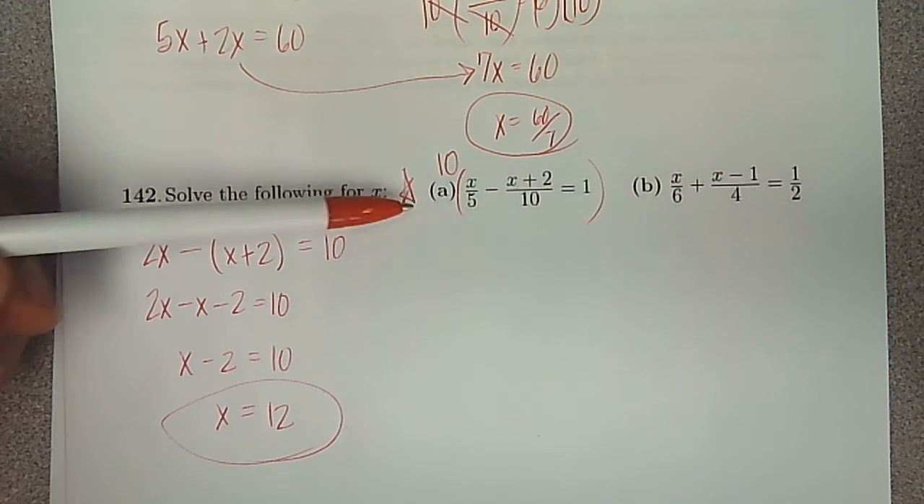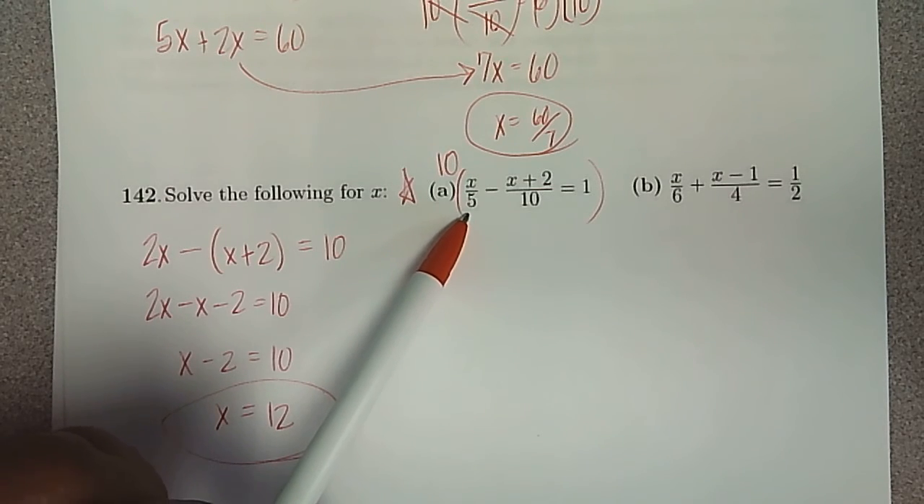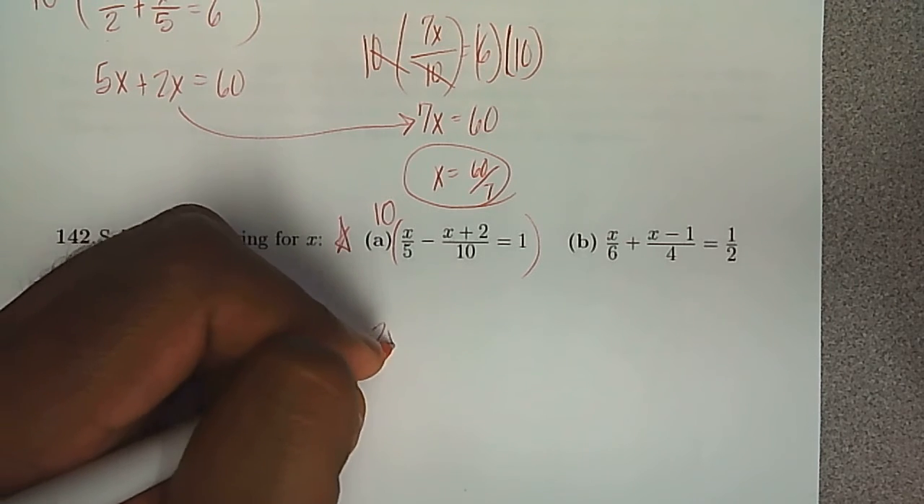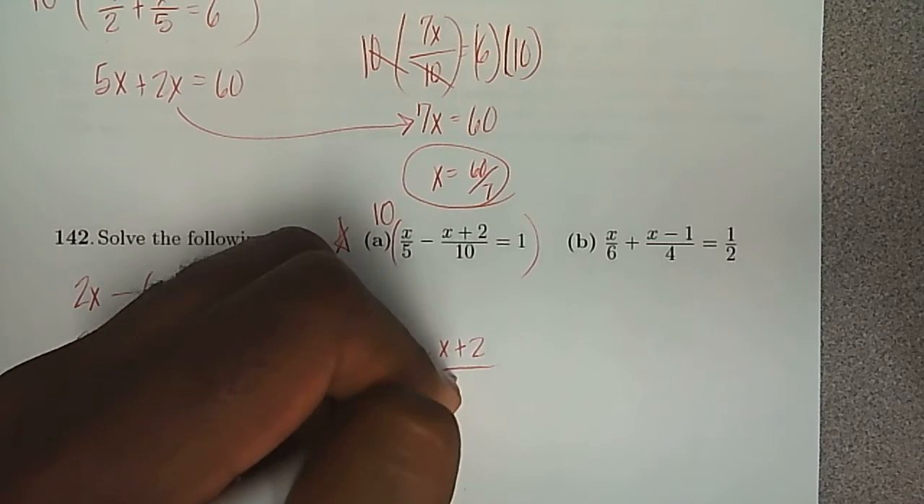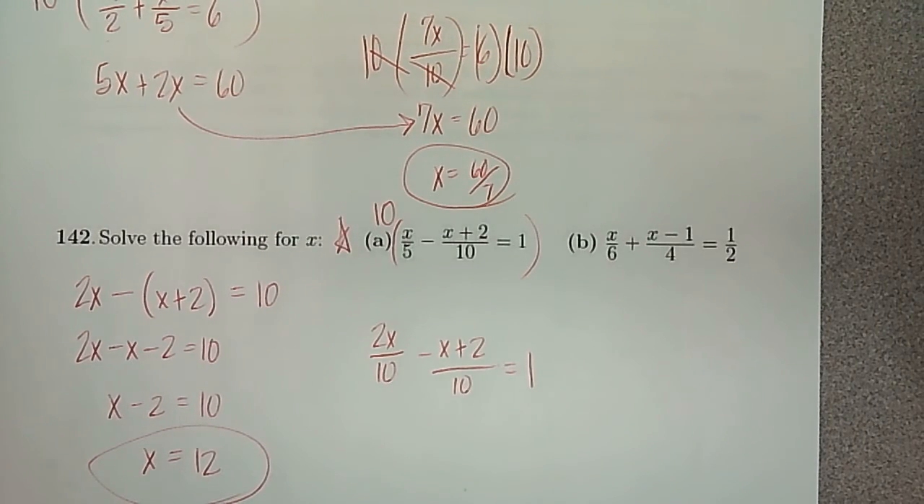So if you want to clear the fraction, cool. If you don't, you need to get a common denominator. So what you could do is make this 2x over 10 minus (x plus 2) over 10 equals 1, and then solve it that way. You're still going to end up with the same answer.